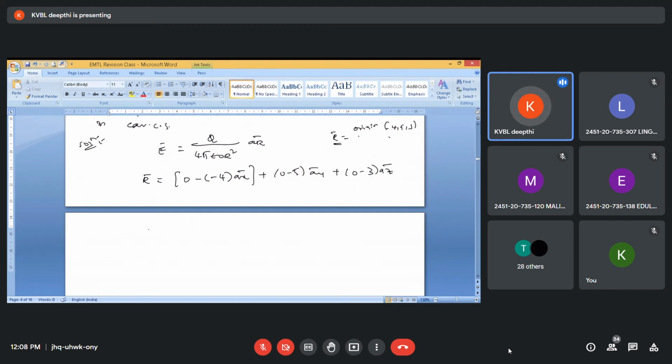Now, like this we will be getting the equation for R bar. Then find out what is the equation for mod R bar. Then substitute the value in terms of E.